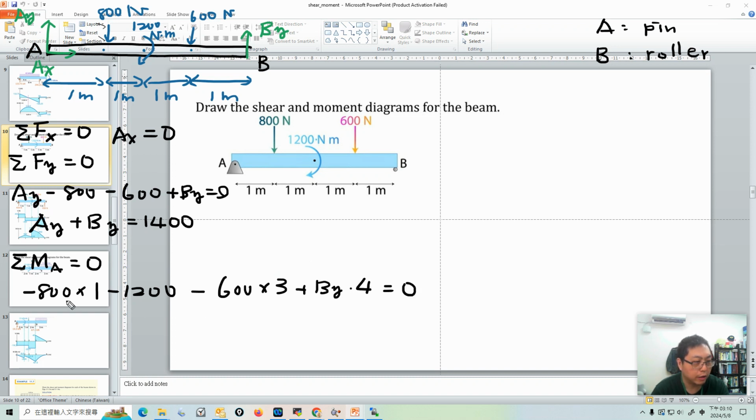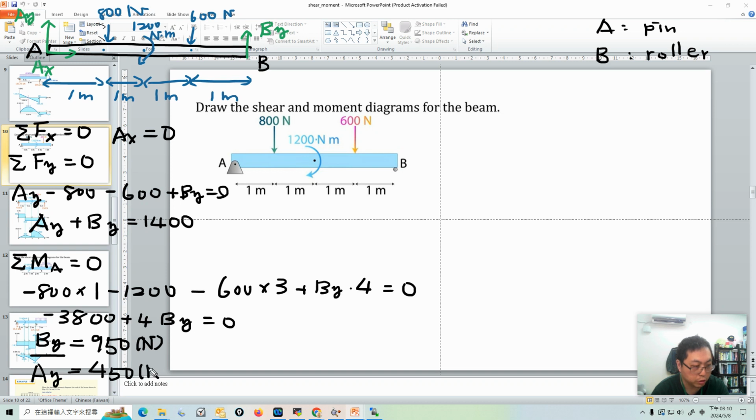So let's see what the value is. Minus 20,000, minus 38,000, plus 4BY is 0. I'm just checking my answer. So BY is 950 Newton. If you have BY and AY plus BY is 1400, you will get AY equal to 450. The unit is Newton.